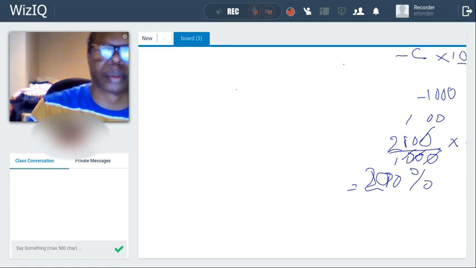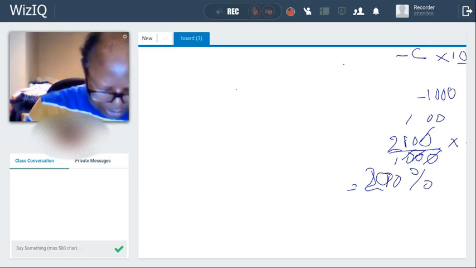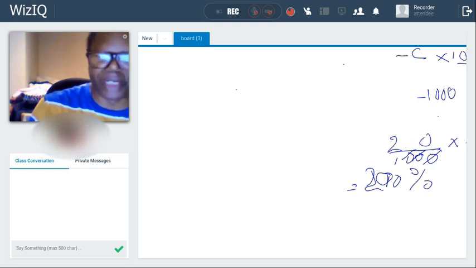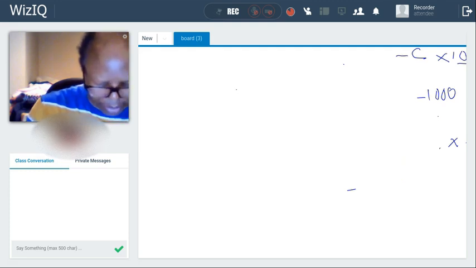The next one says, what is 50% of 20? So it's going to be 50 over 100, times 20. 50 over 100 is half, and half of 20 is 10. So it will be 10 pounds. The next one says, what is 60% of 400?